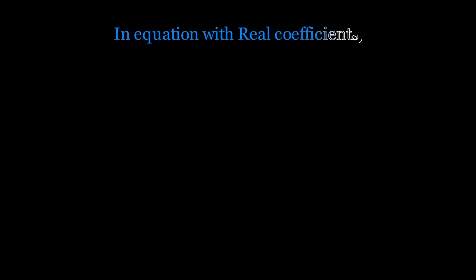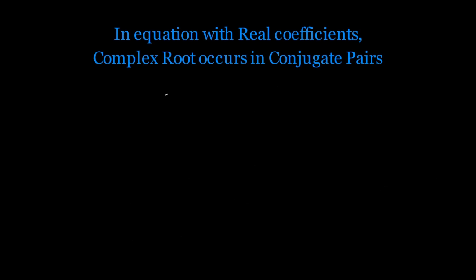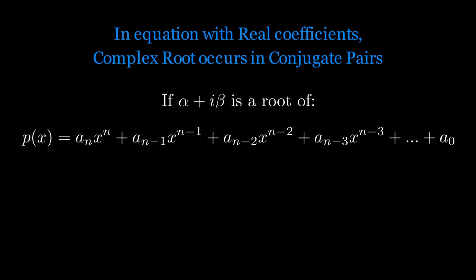An equation that has real coefficients will have complex roots in conjugate pairs. That means if 2 plus 3i is a root, then 2 minus 3i has to be a root, given that all the coefficients are real numbers.